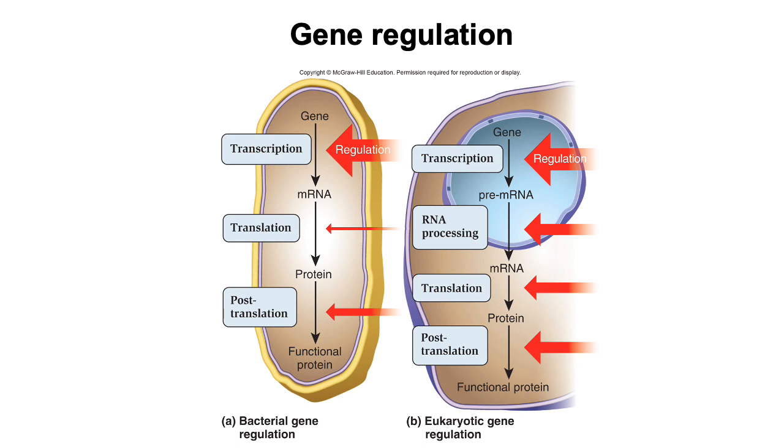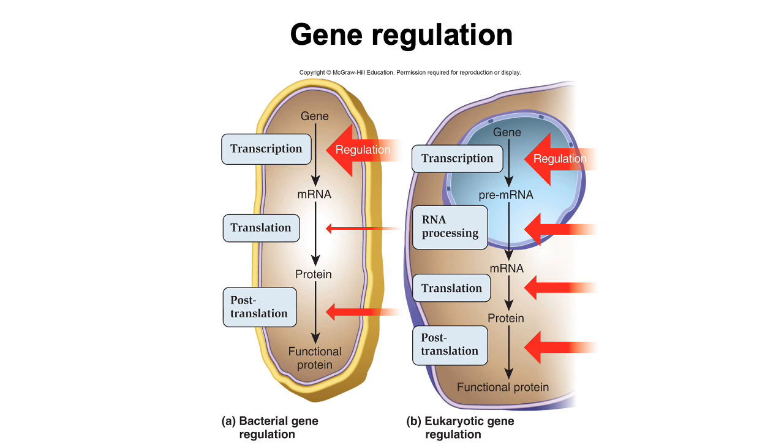Or if the gene gets transcribed at a very, very high level, then we would end up with lots of functional protein. So transcriptional regulation in both prokaryotes and eukaryotes is shown here. And transcriptional regulation is the primary way that genes are regulated. Transcriptional regulation is the main way that we regulate gene expression. And so we're going to talk primarily about that. But there are other points along this pathway where gene expression can be regulated.